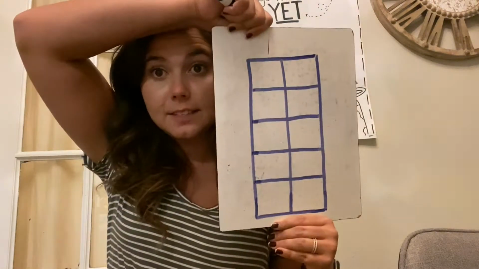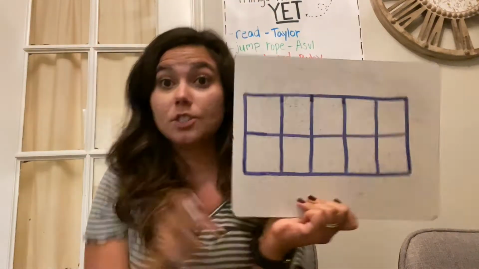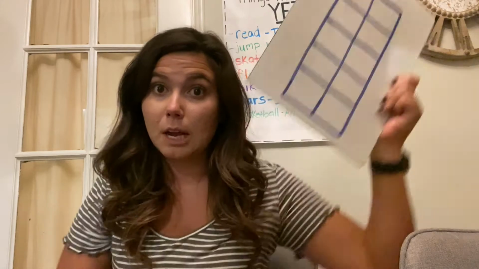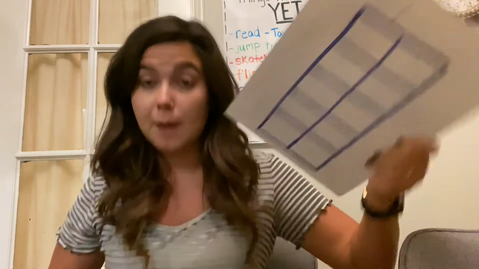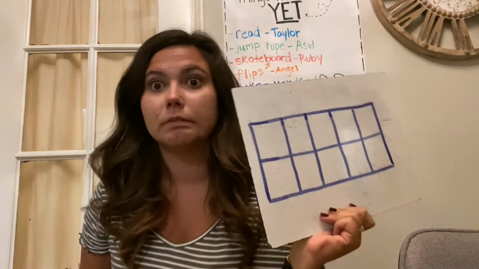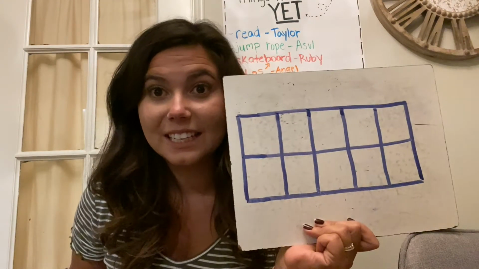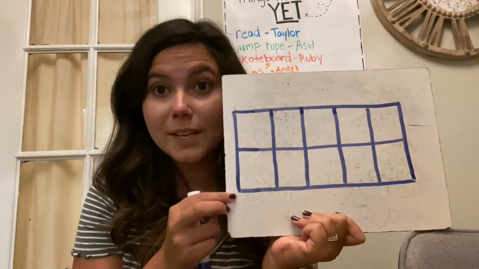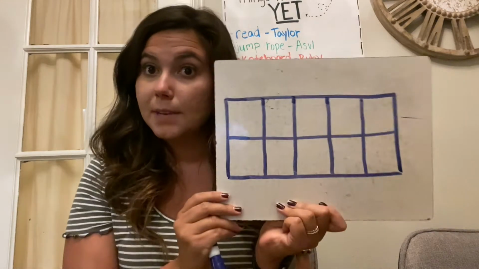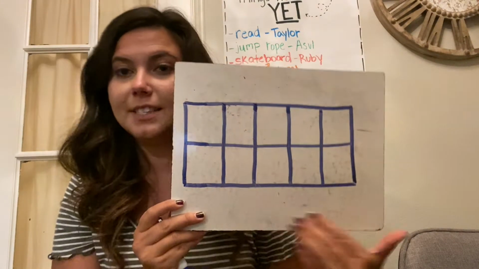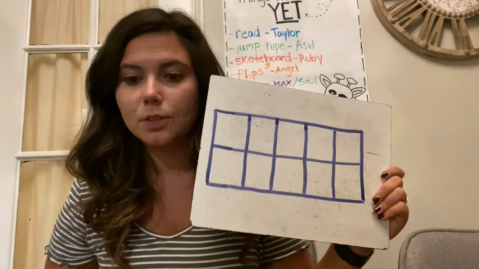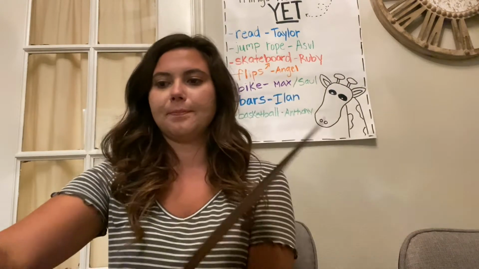If you turn it like this, still has 10 boxes. Turn it like this, still 10. How about if it's all even sideways like that? How about if you can't see it? Ooh, someone wrote on the back of my board. It still has 10. A 10 frame always has 10 boxes. Sometimes we put counters inside those boxes, and that's what we're gonna do today, like this. You ready?